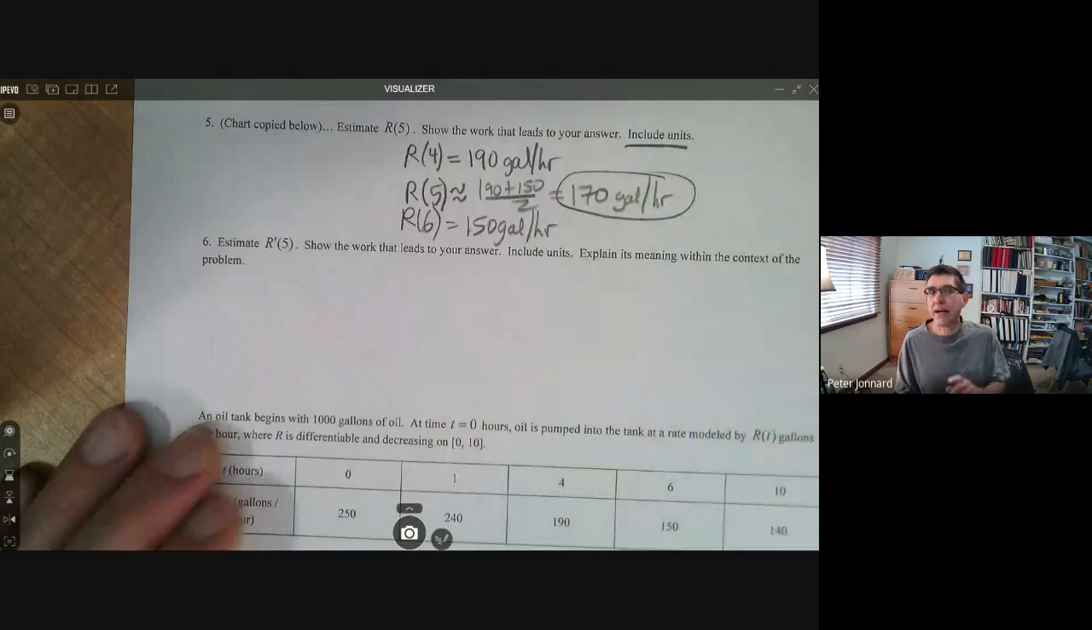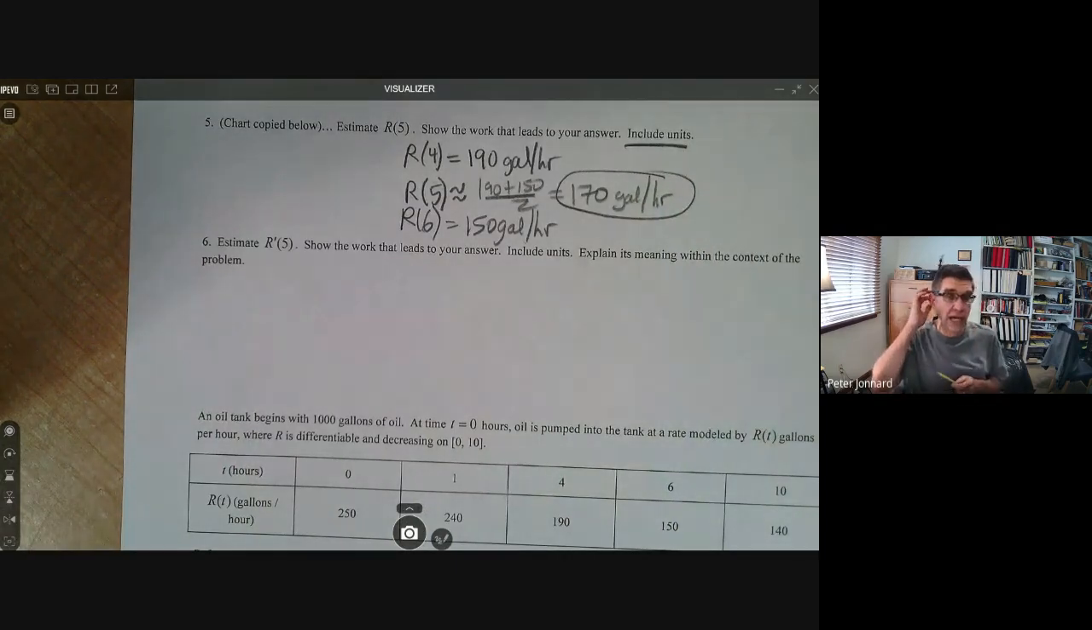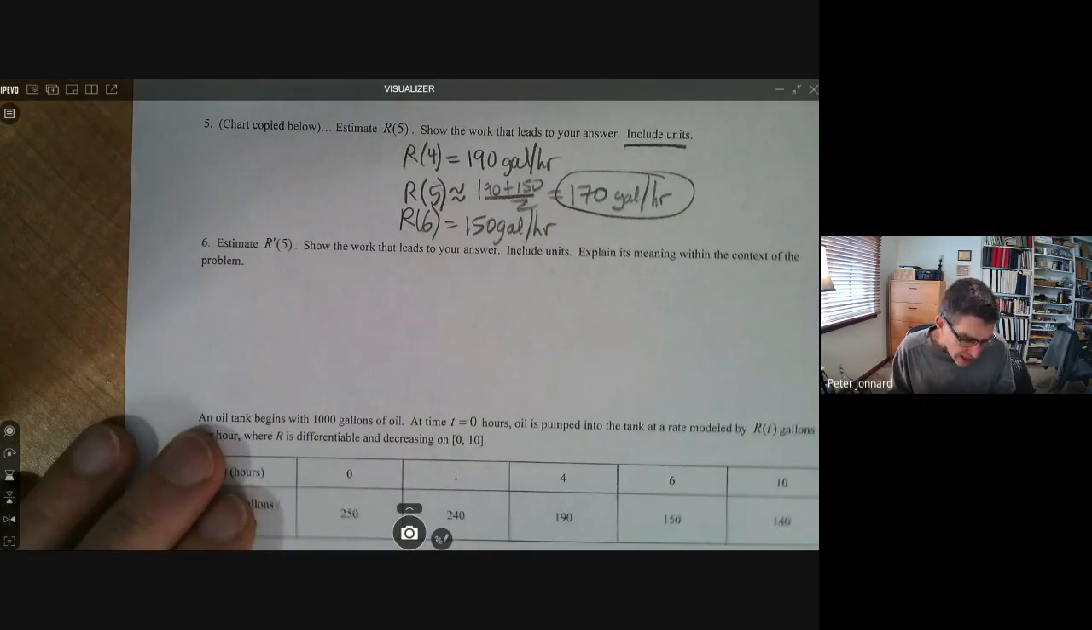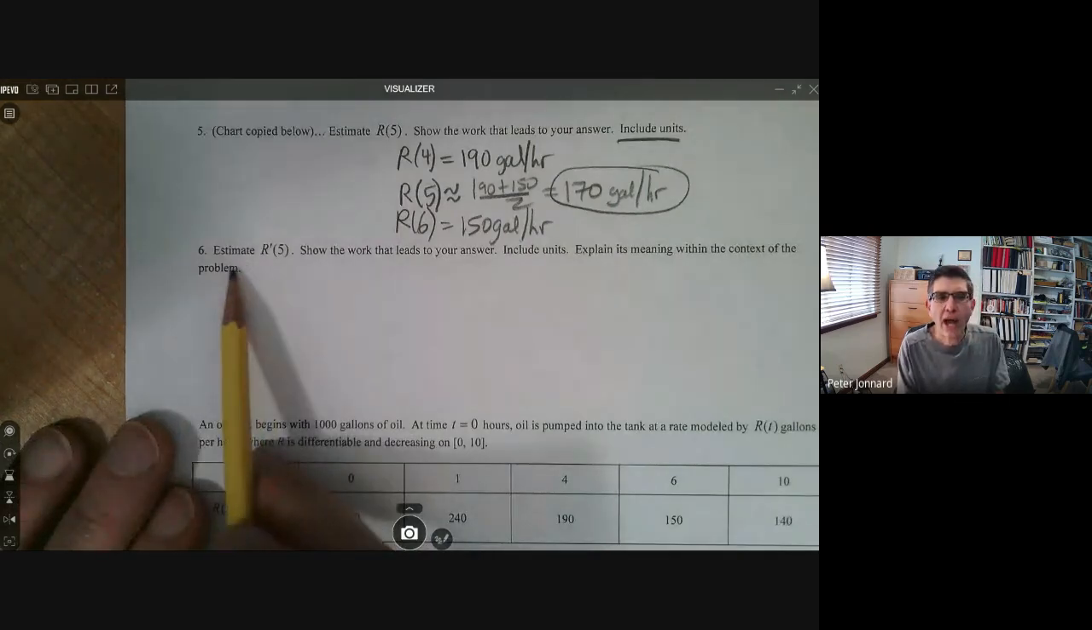When it tells you to include units, that means at least 1 point out of the 9 free response points, they're going to check your units. And what they do is they look on all of the answers. If it says include units, they're going to look on all of the answers. And if you don't put units on all of the answers, if you miss one of them, they will deduct that point, which is unfortunate. Okay, then it says estimate R prime of 5.